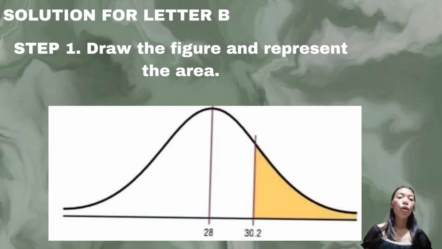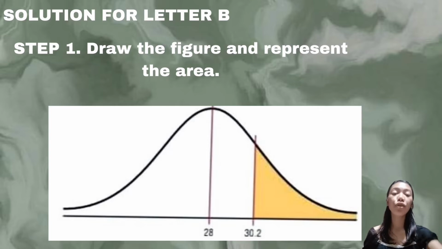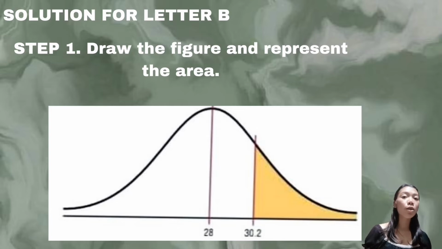Let us solve for B. So, step 1. Draw the figure and represent the area. Again, class, we analyze the problem, then we sketch or graph. Our mean is still 28, our standard deviation is 2, and our x is 30.2. In our graph, class, the shaded part is on the right, or after 30.2, since the problem says more than 30.2.